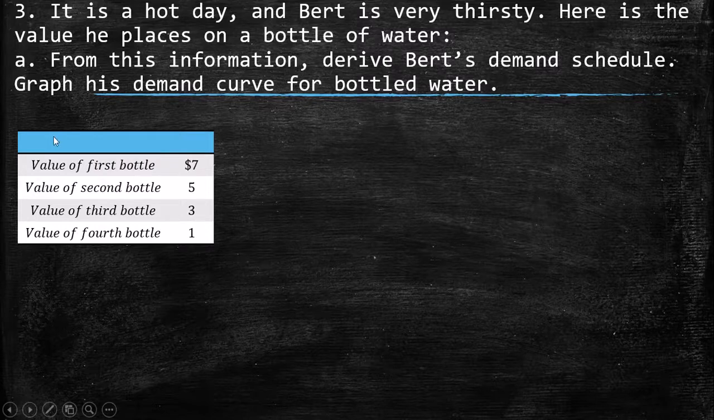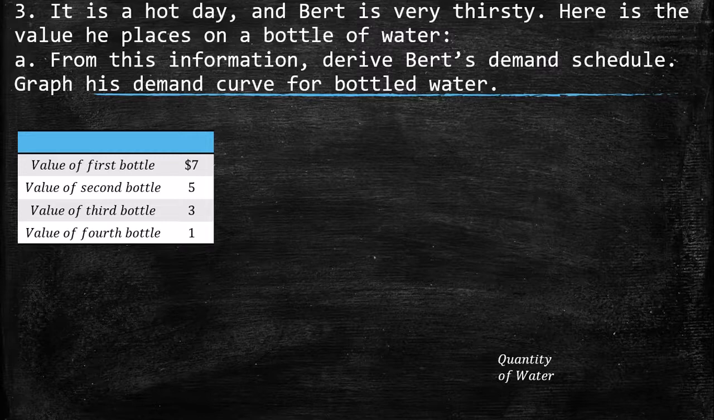So because you are so thirsty, you can pay $7. In this case, Bert can pay $7. At the time when he or she, I don't know, Bert is consuming more, he values the additional bottle of water less because he or she is kind of satisfied.